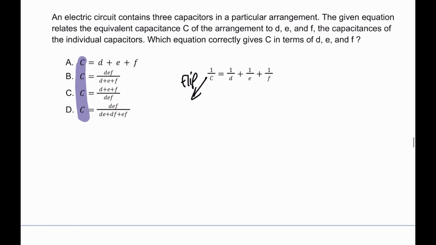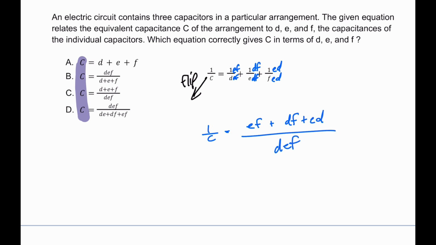Wow, another adding fractions question. So to this one, I'll tack on an EF, a DF, an ED, and an ED. Really, at that point, I have 1 over c equals EF plus DF plus ED over the common denominator. And now, because I am over that common denominator, I can combine them all. Okay, now what? Well, at this point, I'm feeling pretty good because I know that I can do something here. I can now flip both sides. When I flip both sides, I like answer choice D. Very good.